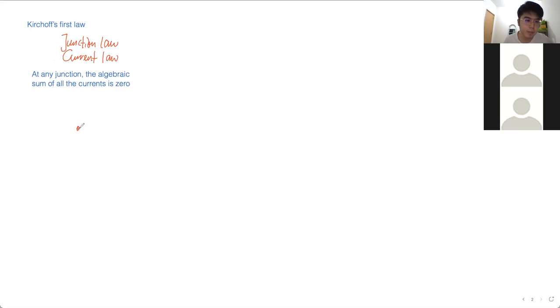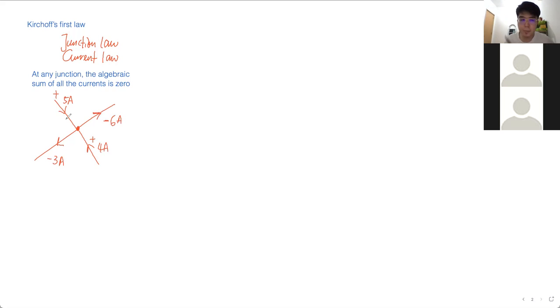Let's say we have a junction here, and you have 4 wires connecting here. Current approaching the junction: this is 5 ampere, this is 4 ampere. For current approaching the junction, I give it a positive sign. And for current leaving the junction, I give it a negative sign: negative 3, and negative 6 ampere.